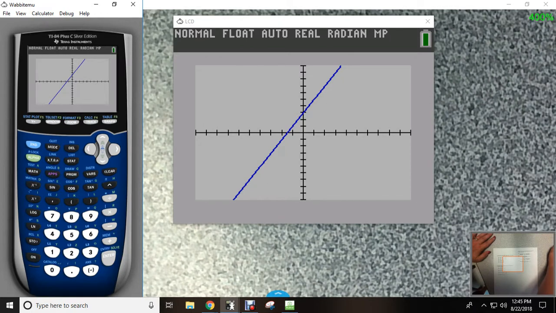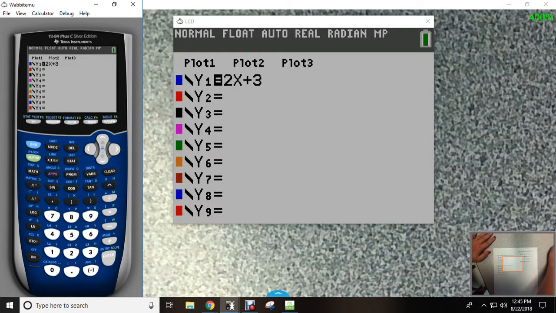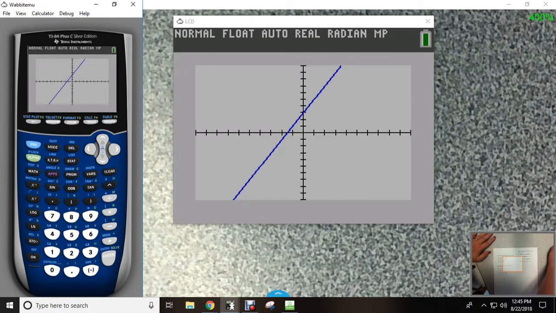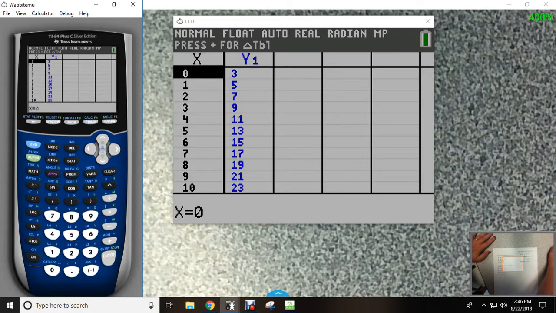I'm going to go back to y equals just a second. Looking at that equation, what is my y-intercept? 3. When you look at the graph, what is the y-intercept? 3. It touches the y-axis at 3. The table for this graph is also in this calculator. So if you press the second button, that blue one, and press graph again, notice it says table above it. This is the table that goes with that graph.